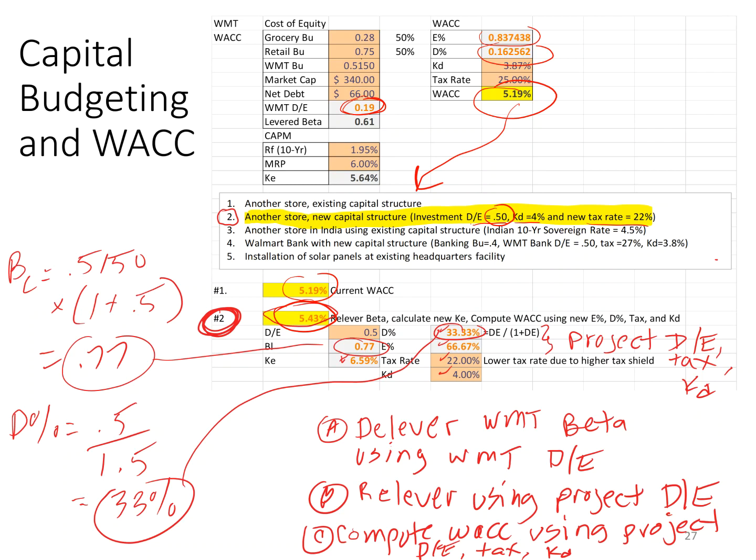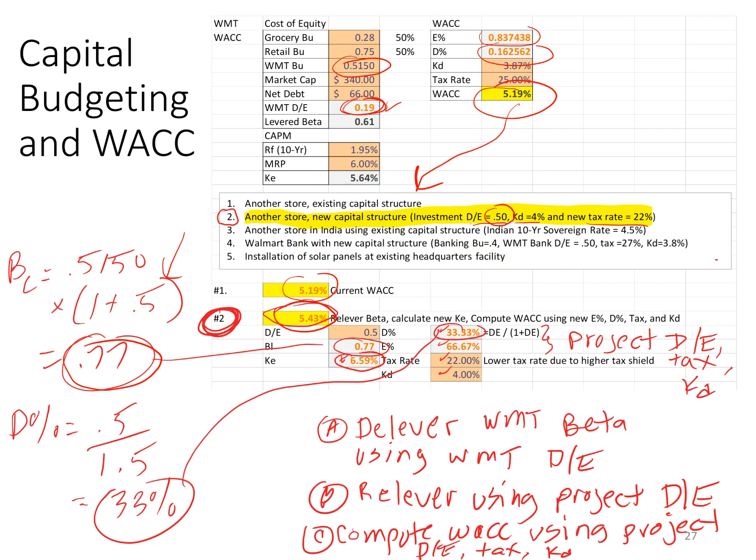All right, so what I'm going to do is take the unlevered Walmart beta, and I'm not going to relever it based on 0.19. I'm going to relever it based on the 0.5 D/E ratio and get a levered beta of 0.77 for the project. I'm going to plug that into CAPM and get 6.59%.